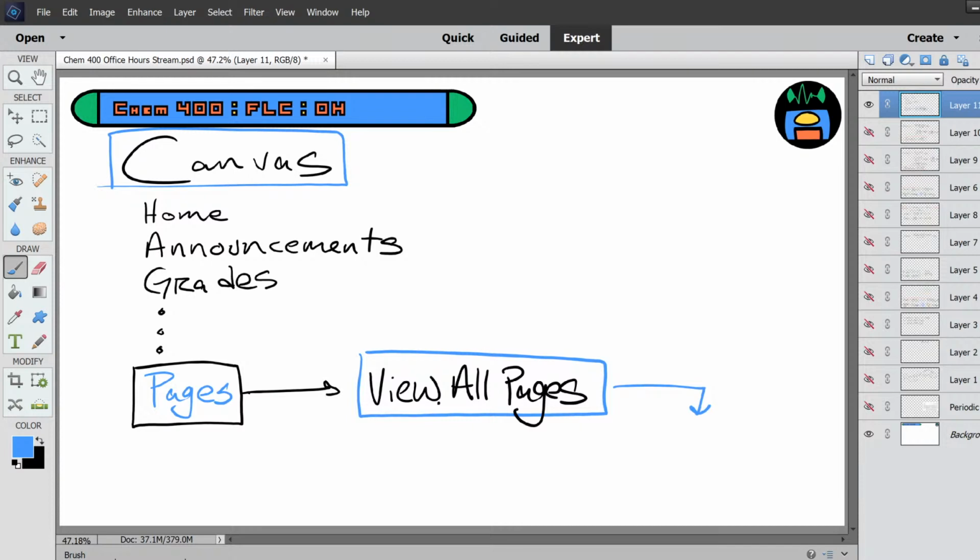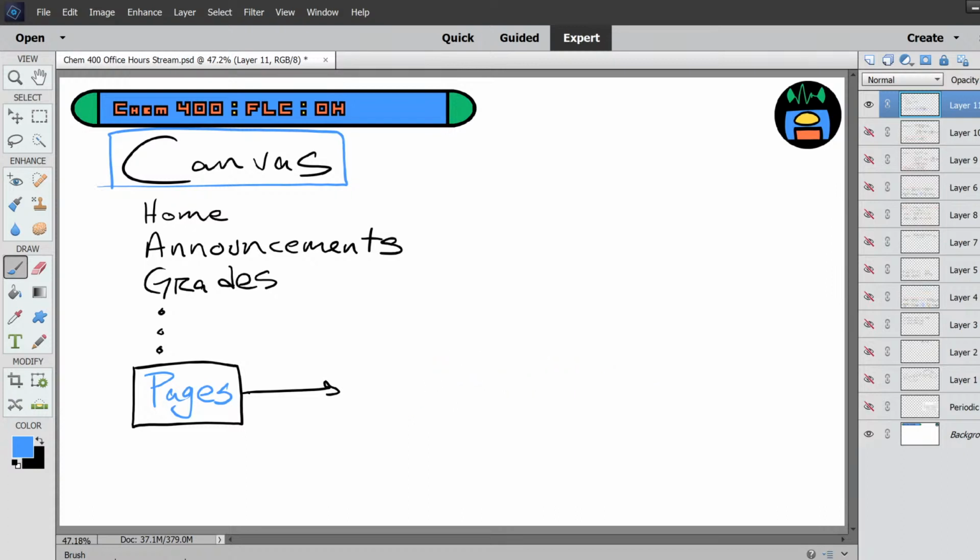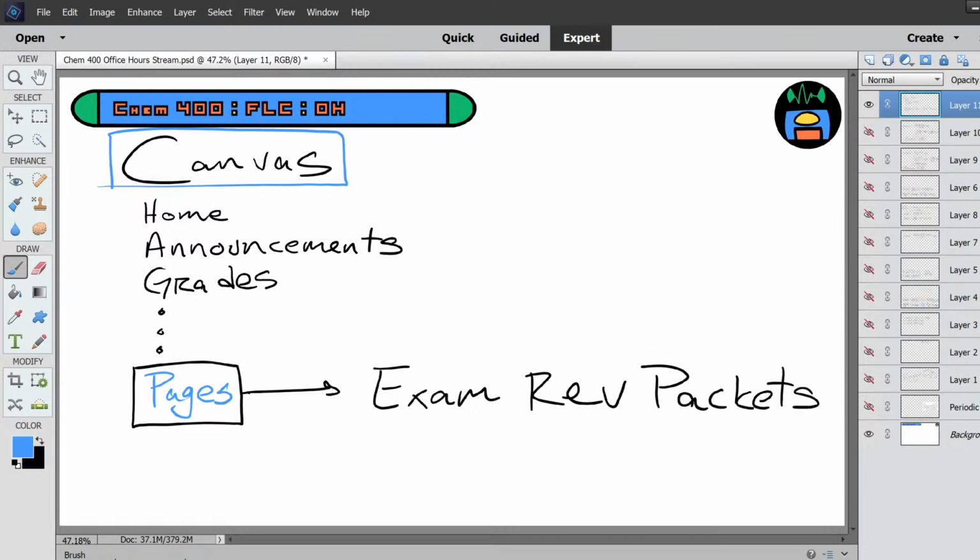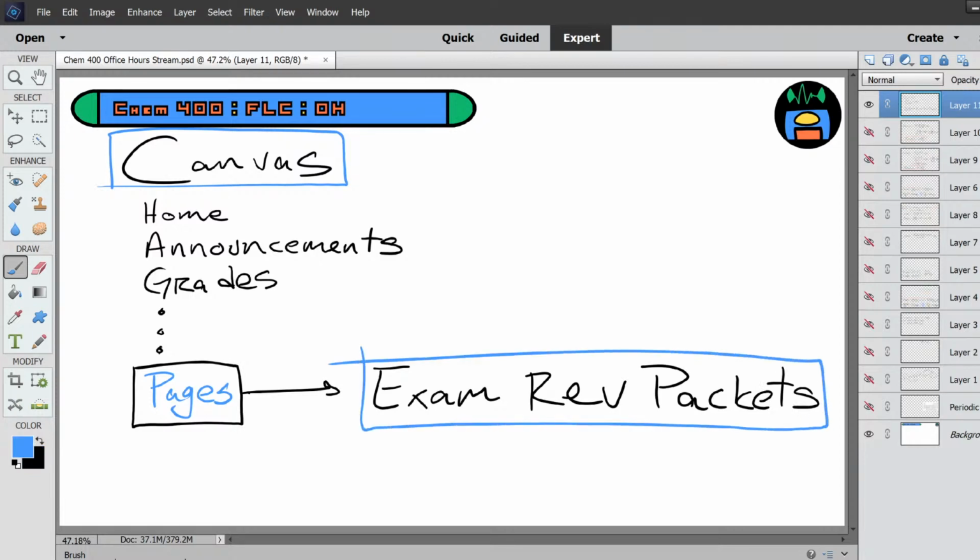Actually, there. I just changed it so that the front page for pages is now exam review packets. How about that? That's a lot simpler. So when you click on pages, it instantly takes you to the exam review packets, which has two links right now. One to the prereq exam.